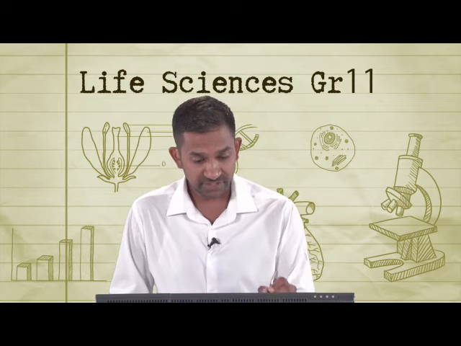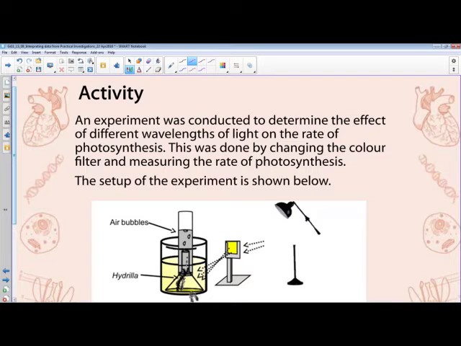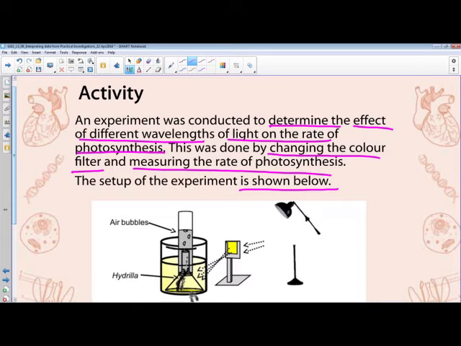An experiment was conducted to determine the effect of different wavelengths of light on the rate of photosynthesis. That's very important to remember. This was done by changing the color filter and measuring the rate of photosynthesis. The setup of the experiment is shown below. So let's look at this experiment.